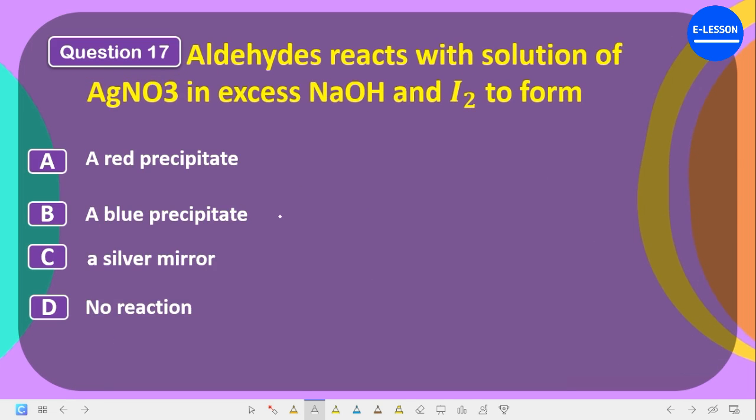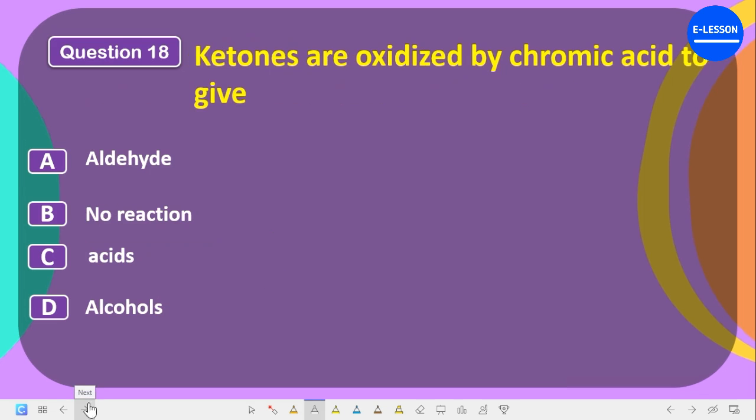Now, aldehyde reacts with a solution of silver nitrate in excess sodium hydroxide and O2 to form a silver mirror. That is the correct answer to that question. Let's look at the next. Ketones are oxidized by chromic acid to give no reactions. When ketones are oxidized by chromic acid, they give no what? Reaction. They give no reaction.